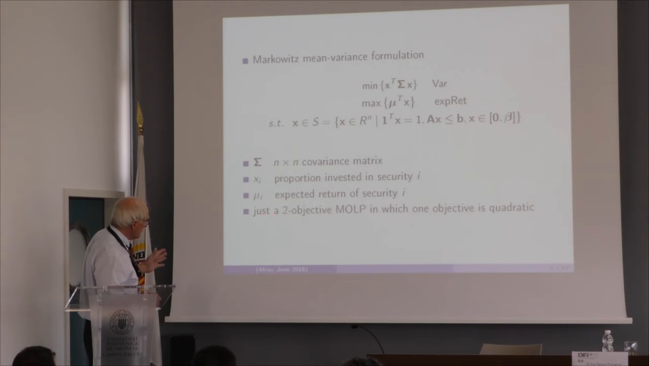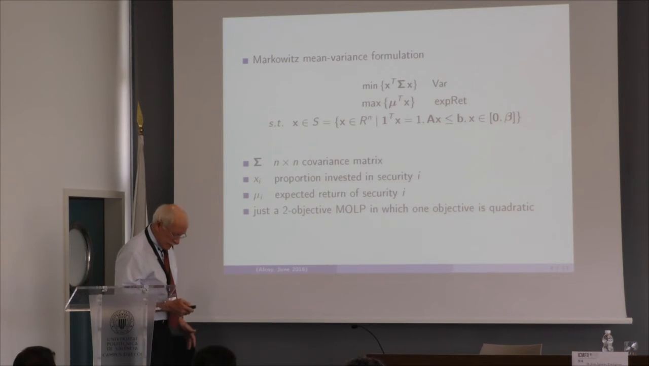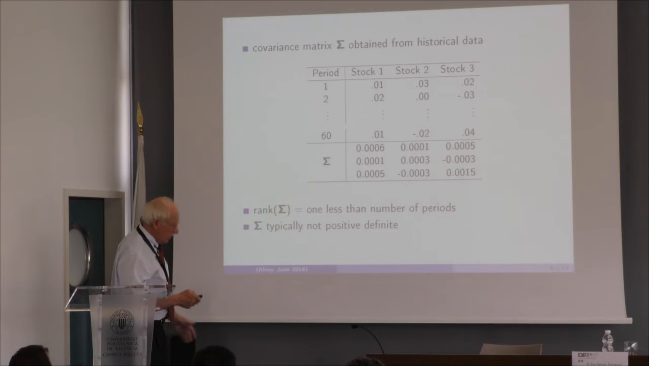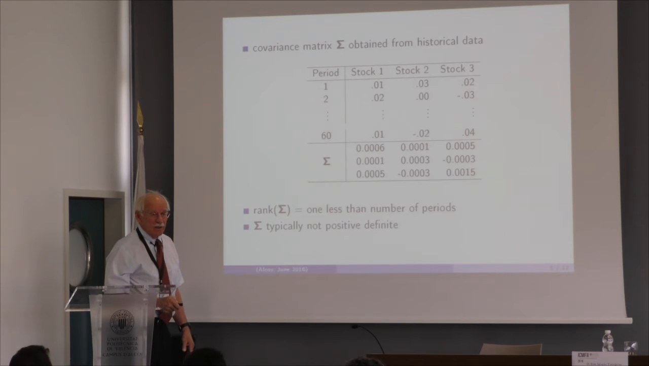And here, I'm just emphasizing this point. It's just a 2-objective, multiple-objective linear program in which one objective is quadratic. All right. Now, a little bit about how do we get the data to parameterize the model.